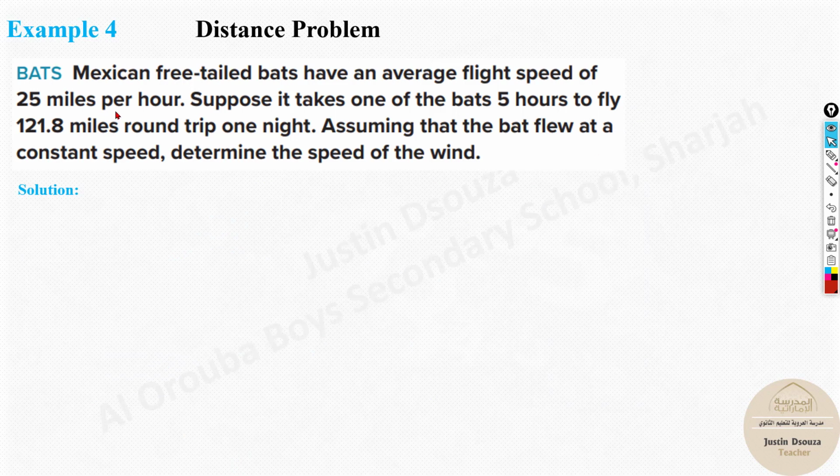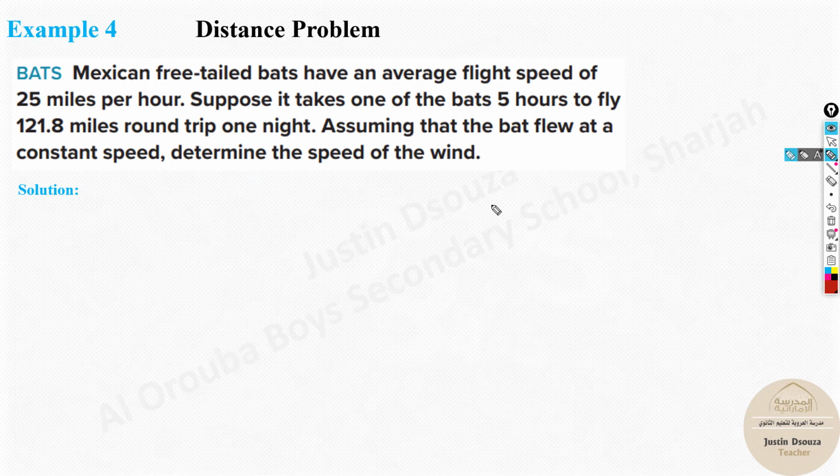We have another word problem here. It's a distance problem. Let's read this about bats. Mexican free-tailed bats have an average flight speed of 25 miles per hour. Suppose it takes one of the bats 5 hours to fly 121.8 miles, round trip one night. Assuming that the bat flew at constant speed, determine the speed of the wind.